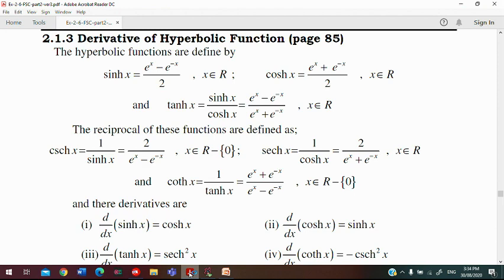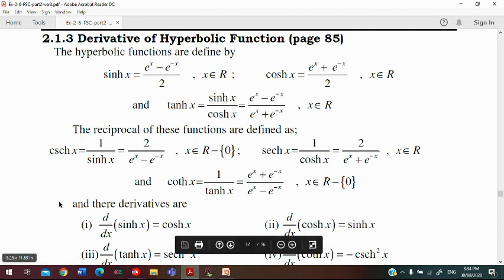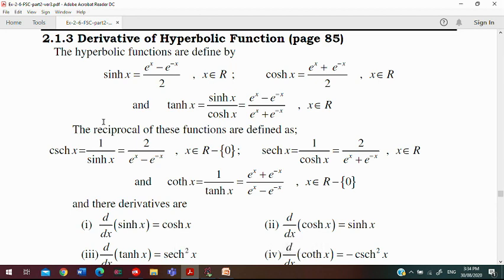hyperbolic functions. We have six hyperbolic functions: sine, cos, tangent, cotangent, secant, and cosecant. These are all the hyperbolic functions. The first one is the sine hyperbolic function, in which we have exponential of x minus exponential of minus x, divided by 2. This is the formula of the sine hyperbolic function in terms of these exponent terms, and the domain is the real numbers.